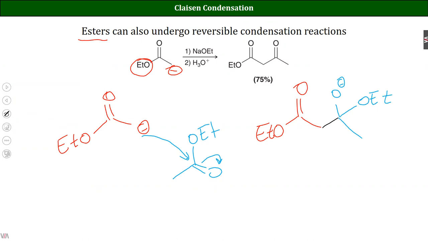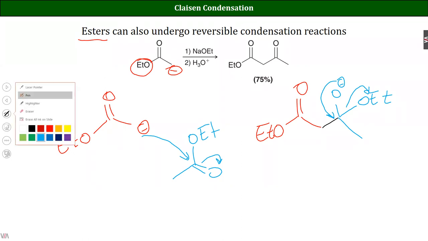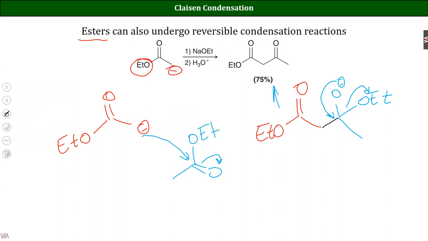So it looks a lot like an aldol, but because it's an ethoxy group and not just an ethyl group, we kick off the ethoxy. And form this product where we've got a beta keto ester. And so that's called a Claisen condensation, the same Claisen that has Claisen tubes, right?